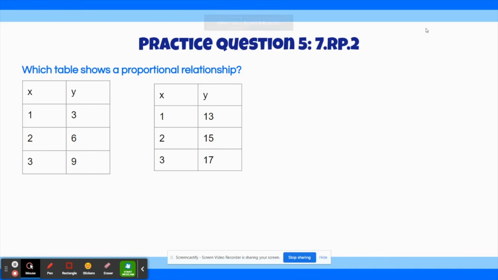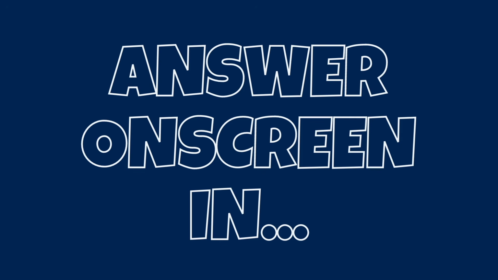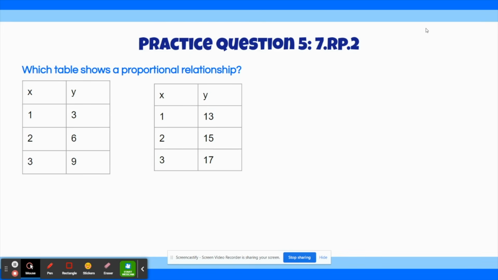Alright, so this is practice question number 5. It says, which table shows a proportional relationship? And we can see the two tables over here. Now you can pause the video and try to solve the problem by yourself. Once you're ready to see the solution, press play. Okay, so the answer to this question is Table 1.